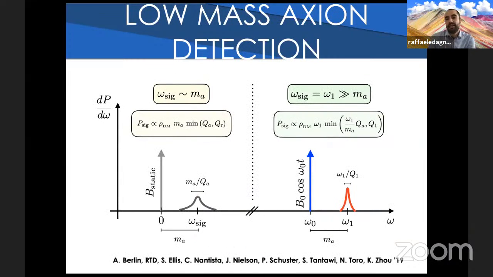And as I said, the idea is not that different from the usual ADMX story. In the usual ADMX story, you have a big static magnetic field, and you're exciting a signal that is oscillating at the axion mass. In our story, you have an oscillating magnetic field at a large frequency, omega-0, and you're exciting a signal again at a large frequency split by a small amount from the original one.